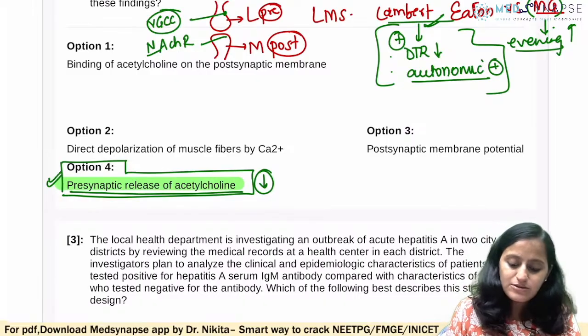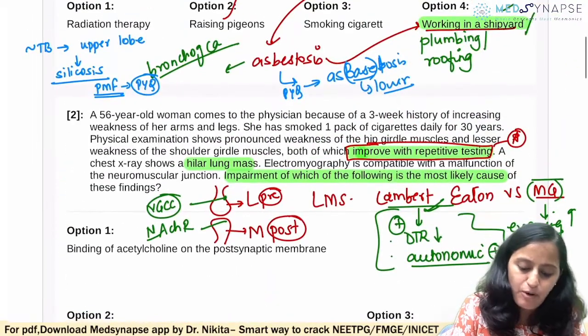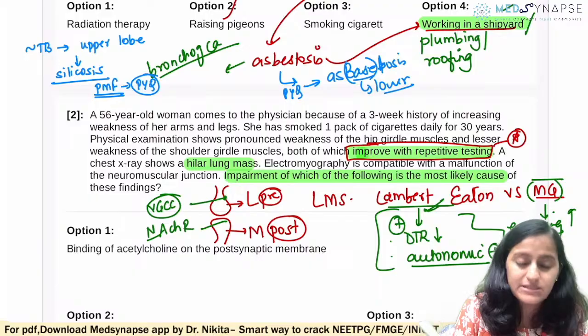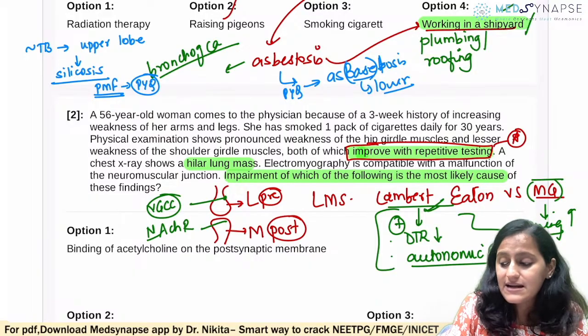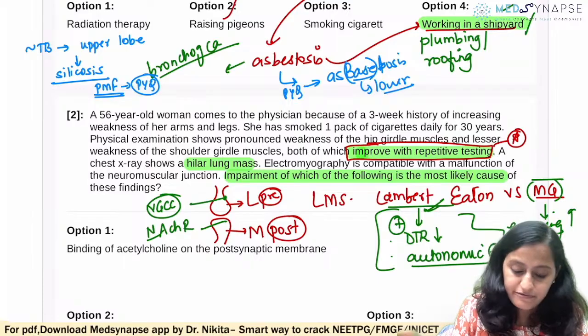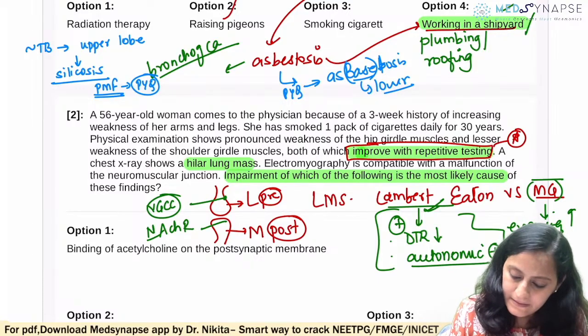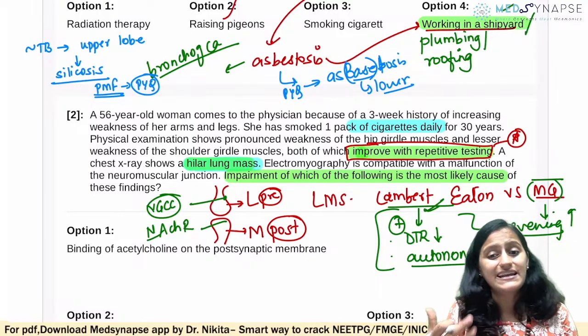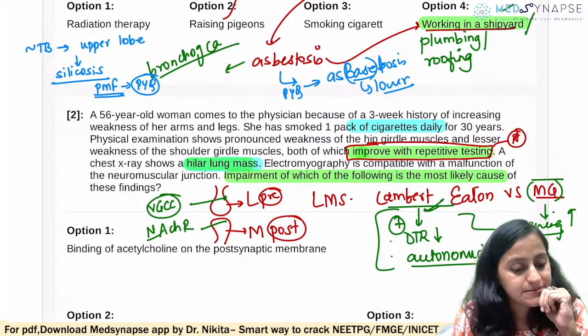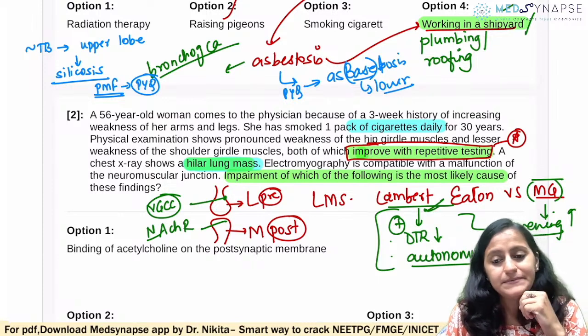Right? Now connect the dots. Tell me, what is the importance of giving this in the question? That the patient is a cigarette smoker, plus there is a hilar lung mass. What is the importance of that? What is the connection between that and Lambert-Eaton?